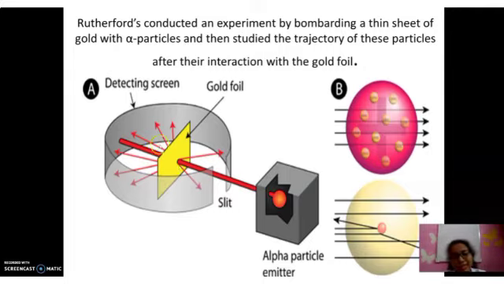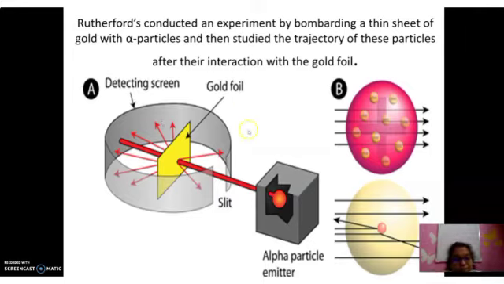Then there is a detecting screen, a zinc sulfide screen. The detecting screen is used to study the movement of alpha particles. If any particle touches the screen, it will show a fluorescent, luminous flash. So we can identify the track of the alpha particles.